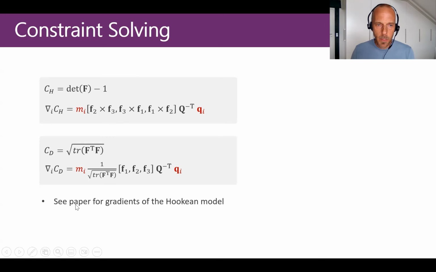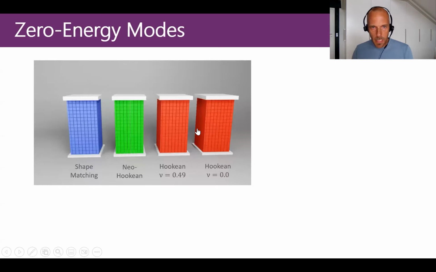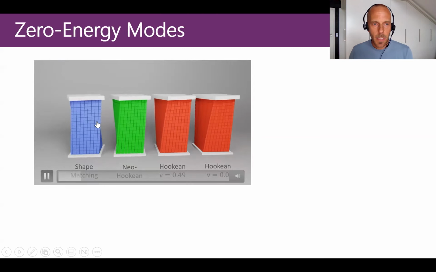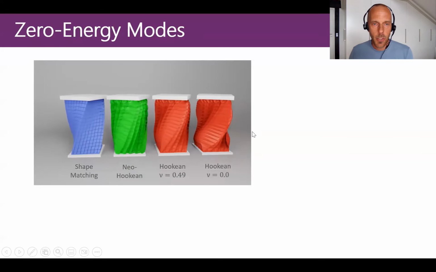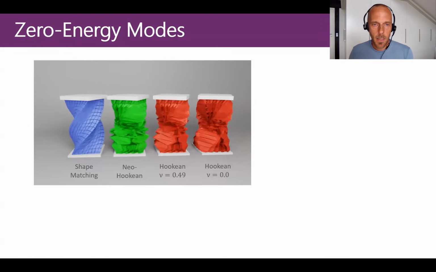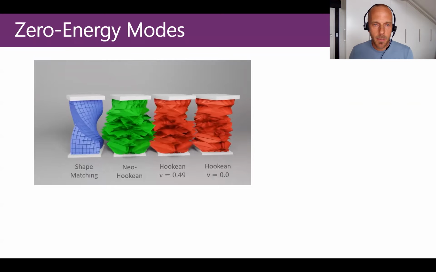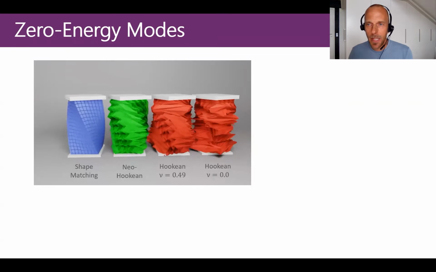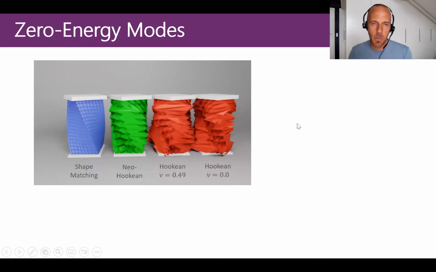And in the paper, we also give you these equations for the Hookean model. These are the equations for the neo-Hookean case. So now if you plug that in and run the simulation, this is what we get. On the left-hand side, you see the original shape matching. And when we first saw this, we weren't that happy because these are not small artifacts. This is really bad, unusable, basically.